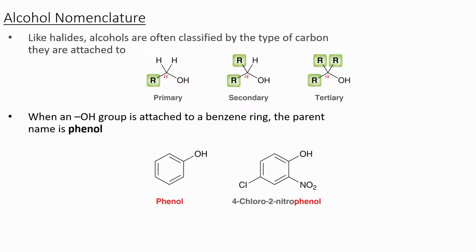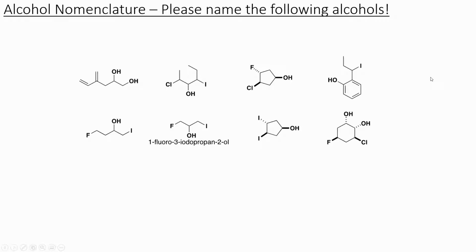When we have a phenol, or an OH group that is attached to the benzene ring, the parent name will be phenol. So, for example, in this compound, the OH is taking priority, so that'll be the 1 position. The nitro would then be the 2 position, and the chlorine would be the 3. So we have 4-chloro-2-nitrophenol. So here are some examples, and you can try to work on naming these on your own, but we will go through some of them during the lecture meetings.